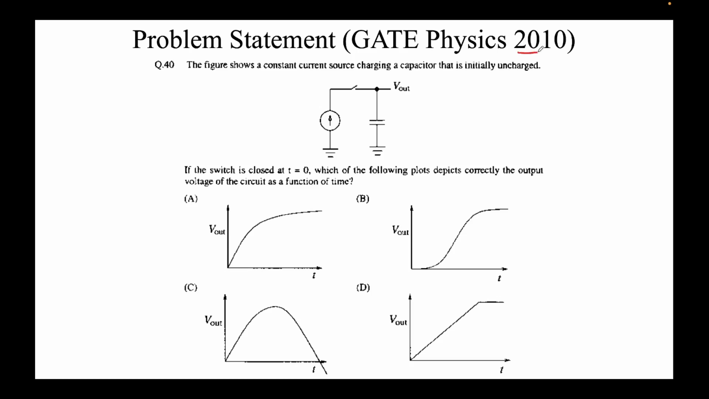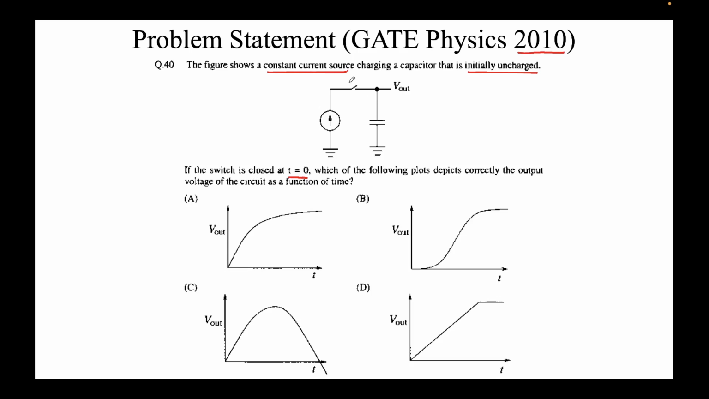The problem statement from GATE Physics 2010 reads as follows. The figure shows a constant current source charging a capacitor that is initially uncharged. If the switch is closed at t equal to 0, which one of the following plots depicts correctly the output voltage of the circuit as a function of time?